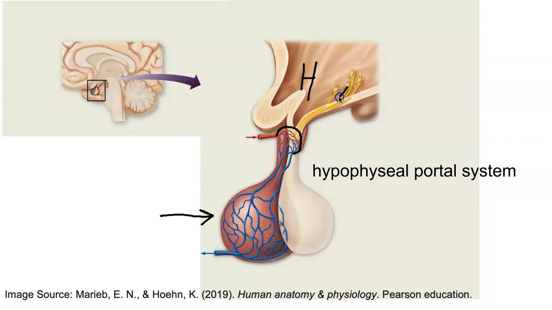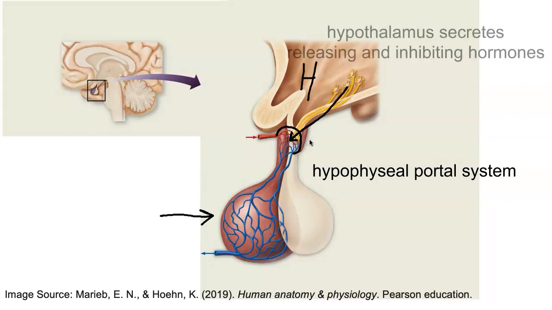There's a group of neurons within the hypothalamus that secrete hormones that carry the name releasing or inhibiting hormone in the name. And those hormones circulate to a second capillary bed surrounding the anterior pituitary. And so that blood flow connection is what's known as the hypophyseal portal system. So the hypothalamus regulates secretion from the anterior pituitary using hormones called releasing hormones or inhibiting hormones.